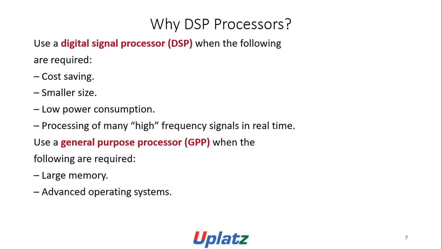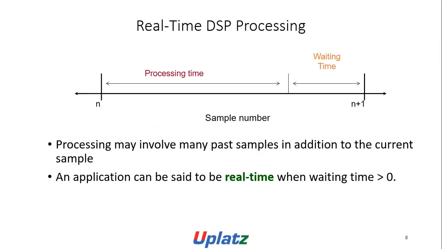Why DSP processor? Use a digital signal processor when the following are required: cost saving, smaller size, lower power consumption, processing of many high frequency signals in real time. Use a general purpose processor when the following are required: large memory, advanced operating system. Real-time digital signal processing.